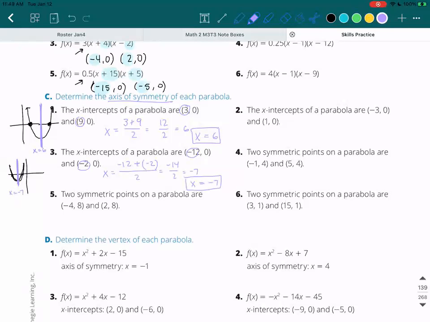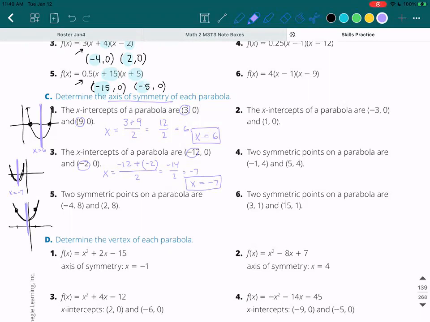All right, and last but not least, we have two symmetric points. So don't be thrown off too much, even though it's just two symmetric points and it's not x-intercepts, it's the same basic idea. So let me graph it. You don't have to graph it, but I'm going to graph it. So we have (negative 4, 8), so let's just say it's up here. And (2, 8), it's up here. And I'm just going to draw it like that, whatever, it doesn't matter. It's just a sketch anyways. And halfway between that is right about there.